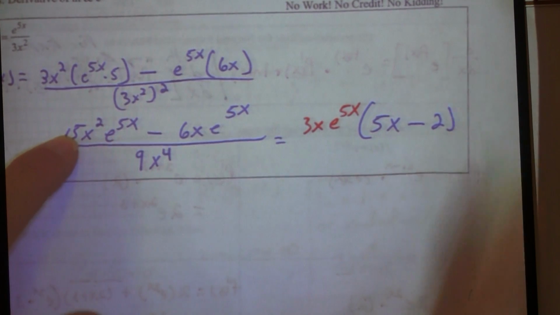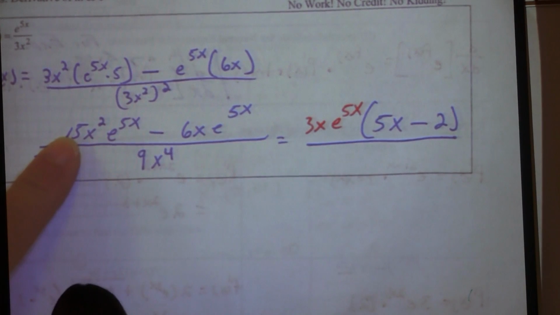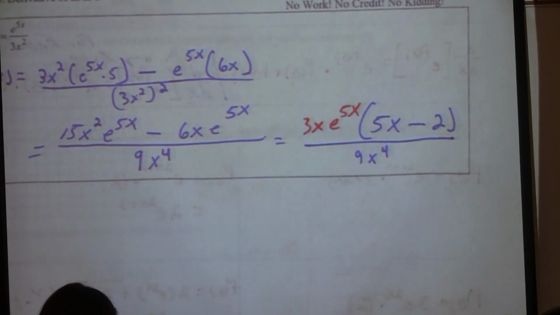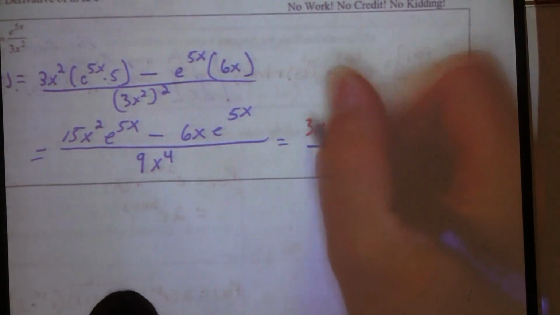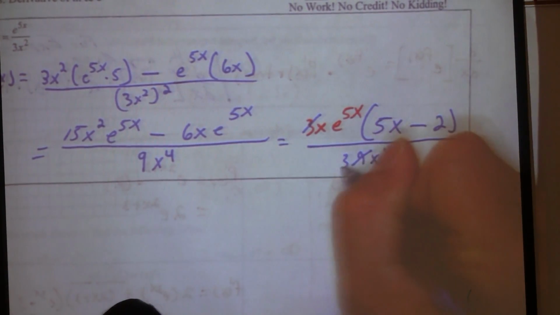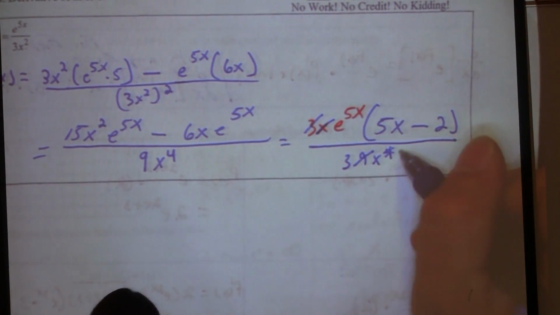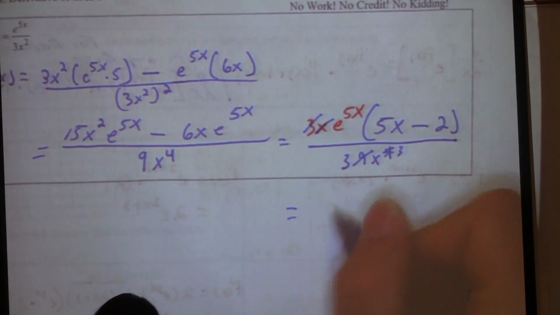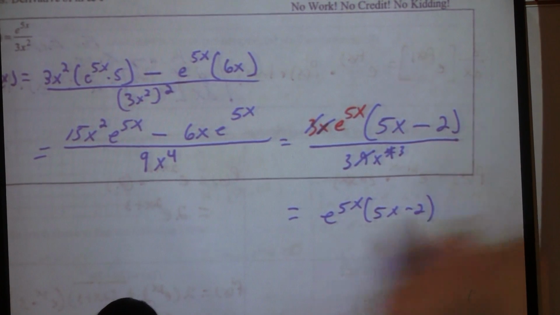All over 9x to the 4th. I always say that. Okay, can we cancel something else out? We can simplify the 3 and the 9, right? So this 3 goes away, this 9 becomes a 3. What else? This x goes away and the x to the 4 becomes x to the 3. So now we're left with our final answer, e to the 5x times 5x minus 2, all over 3x to the third.